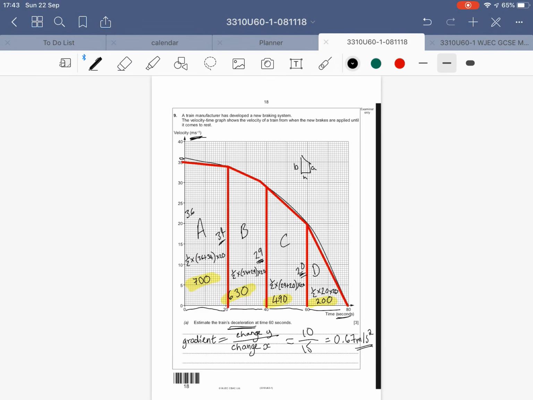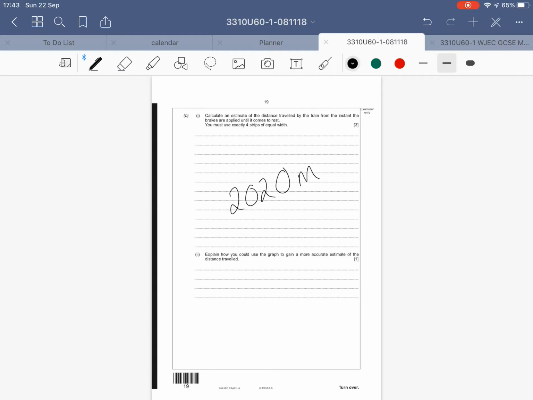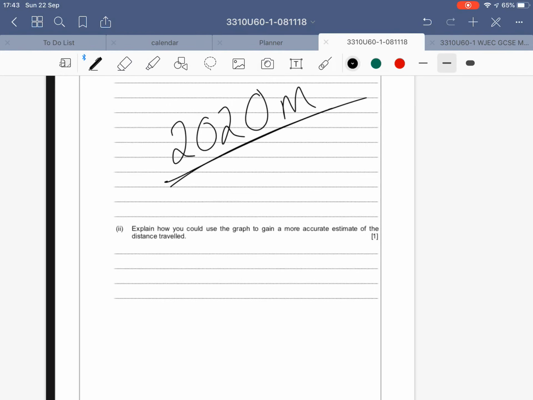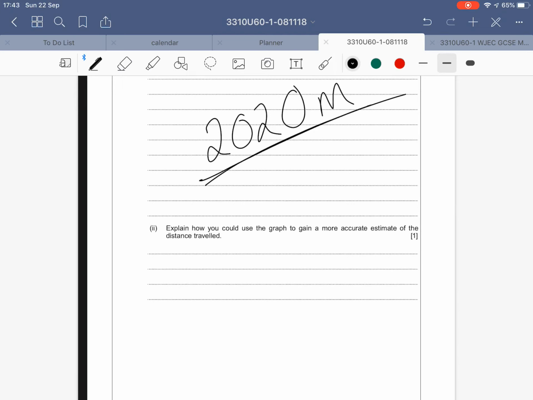Yeah, it is in meters squared. It's not its distance, it's meters, not meters squared. Don't listen to me. And explain how you could use the graph to gain a more accurate estimate of the distance travelled. Well, we only split that into 4. If you want it even more accurate, you would split it into more strips.